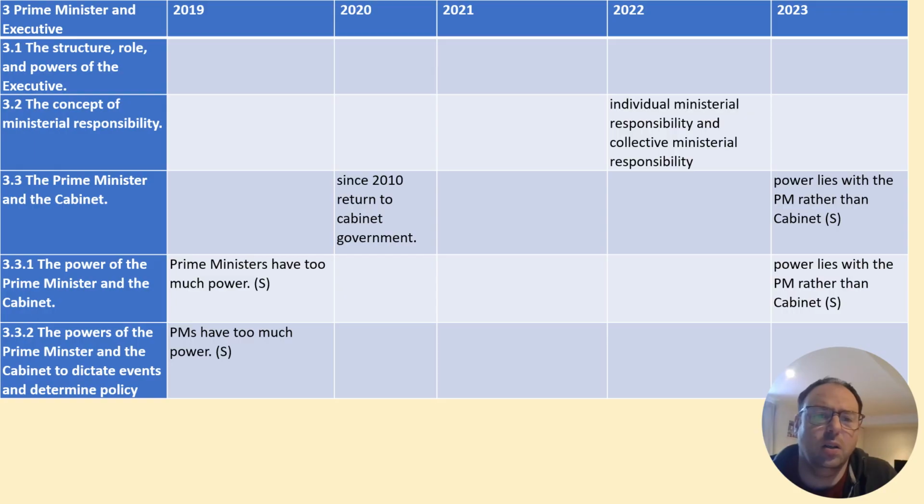In 2021, this area seems to be largely ignored, which is interesting. So since 2010, we see the return to cabinet government. In 2020, in 2019, prime ministers have too much power, which reflects on a lot of this. Again, 3.1, it's really difficult, I think, to see how you get questions out of it. There's loads of lovely stuff comparing the power of the prime minister and the cabinet, which is in 3.3 and 3.3.1. Then you go on to 3.3.2, which is the one about dictating policy, and a lot of that fits into having done some work on some case studies.